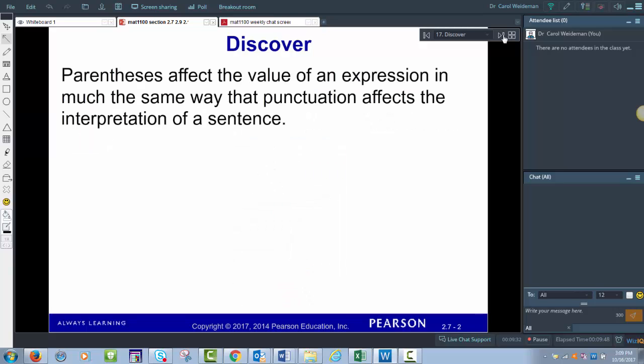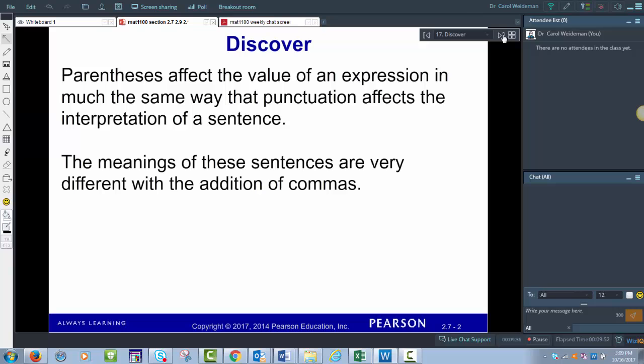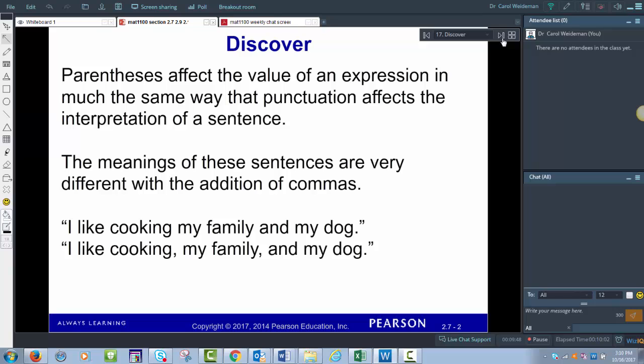So parentheses affect the value of an expression in much the same way punctuation affects the interpretation of a sentence. The meaning of these two sentences is very different with the addition of the commas. I like cooking, my family and my dog. Notice no comma here. It sounds like you're going to cook your family, maybe cook your dog.